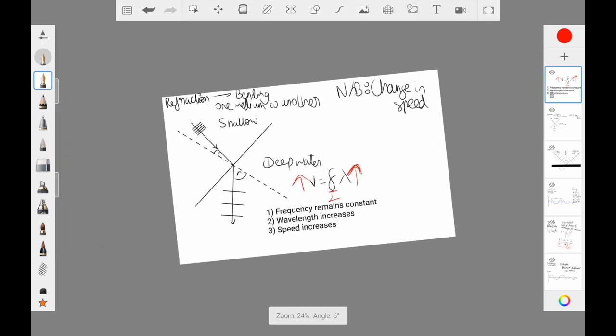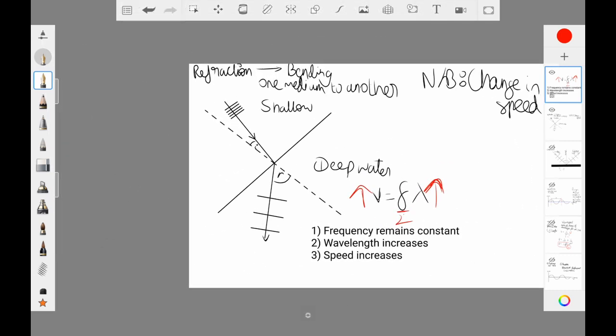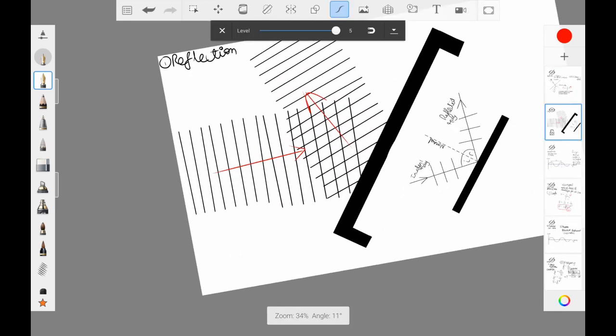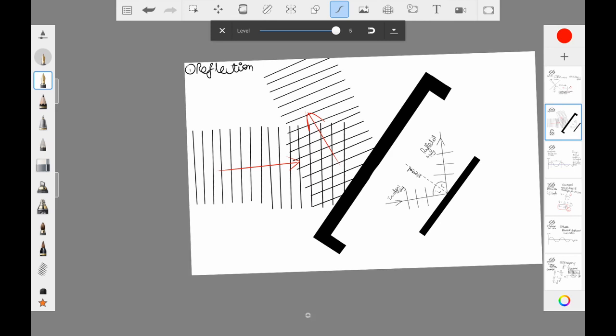And now let's take a step back and go back to reflection, and let's discuss how water can reflect at a plane surface in a water tank. Right, so here you can see that I basically just used the reflection diagram before.